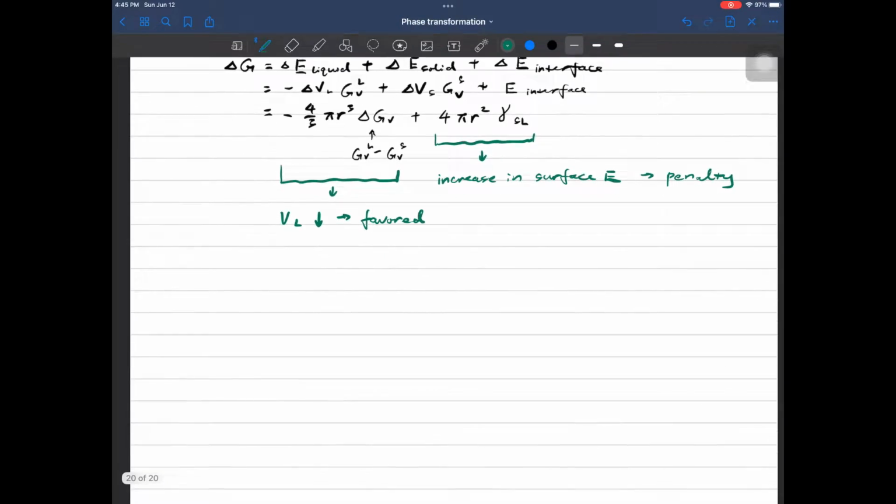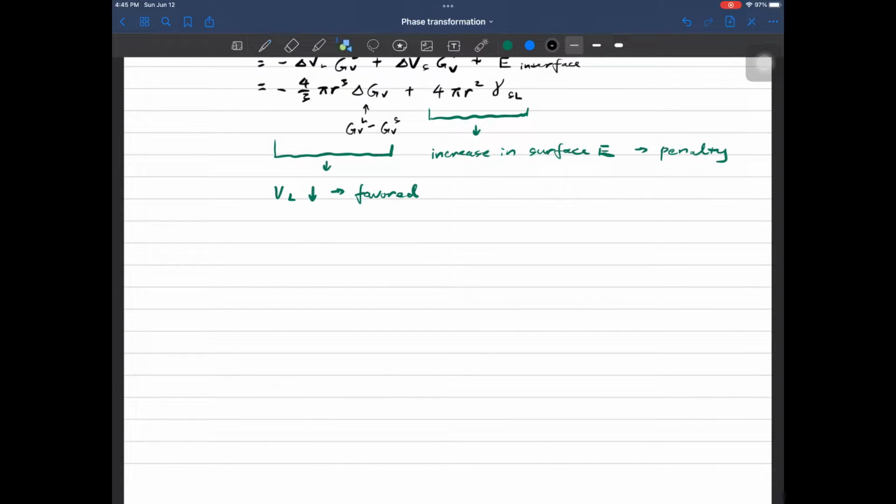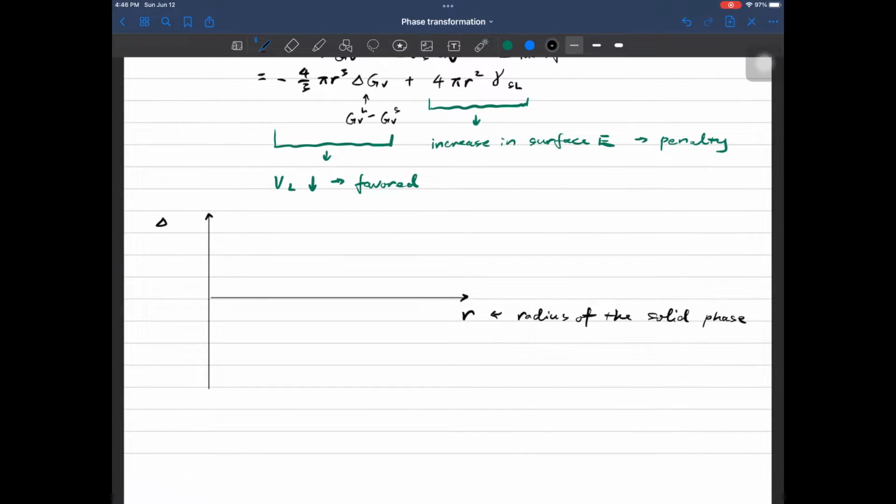Equipped with this knowledge, we can plot the volume part, surface part, and the overall delta G together. On the x-axis, that's r, which is the radius of the solid phase. On the y-axis, that's delta G. As the solid phase grows larger and larger, there is an overall decrease of the Gibbs free energy because the solid phase is at a lower energy state. So the curve decreases as r increases.